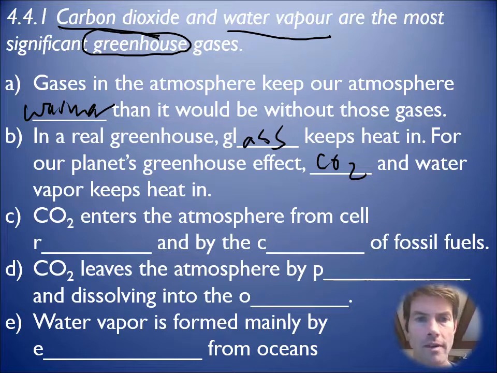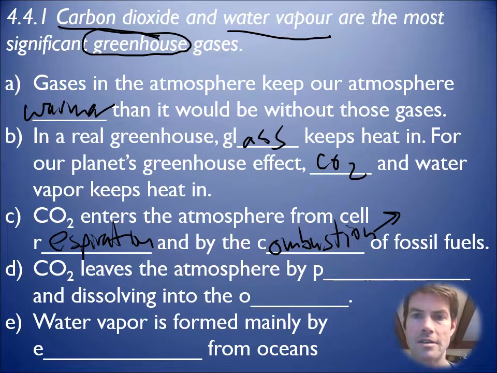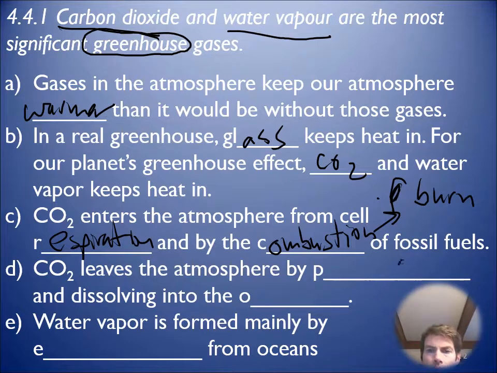So we have a lot of CO2 in our atmosphere, and that's from cell respiration and the combustion of fossil fuels. Combustion is a fancy way of saying to burn. So burning fossil fuels, oil, coal, and especially in this state, we're really big into natural gas.